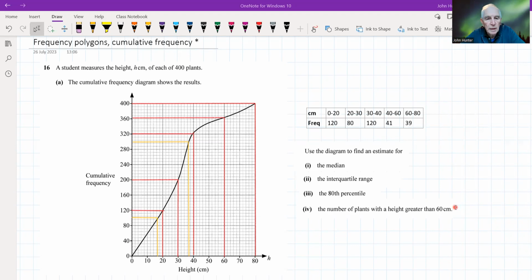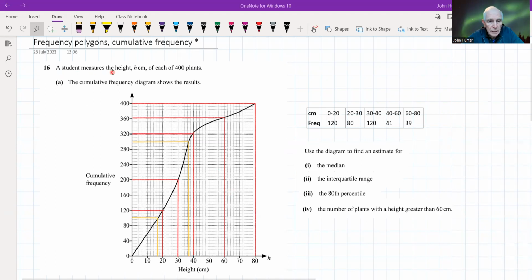Okay, this video is about GCSE topic on frequency polygons and cumulative frequency. These are two particular ways of presenting data. So let's have a look at this problem.